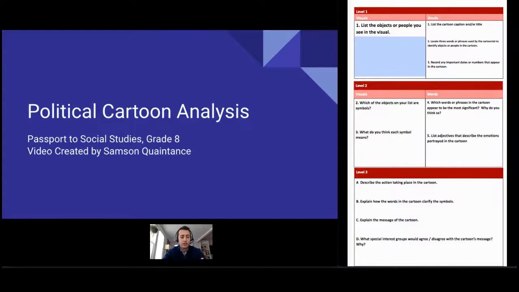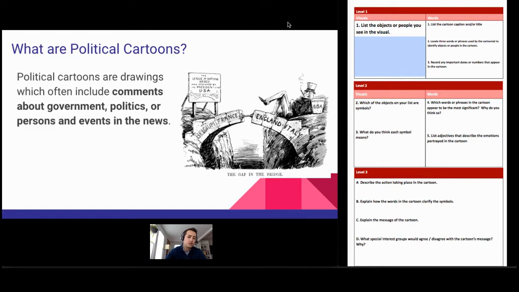I'm Mr. Q, and we're going to talk about political cartoon analysis. Political cartoons are drawings which often include comments about government, politics, or persons and events in the news. They can have symbolism, and they're a great way to look at different perspectives from the time period that you're studying.